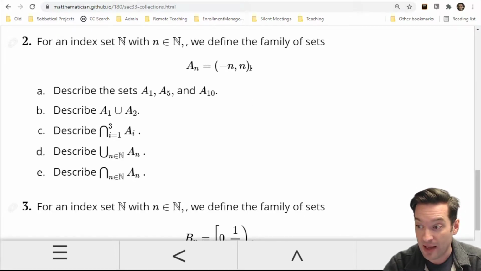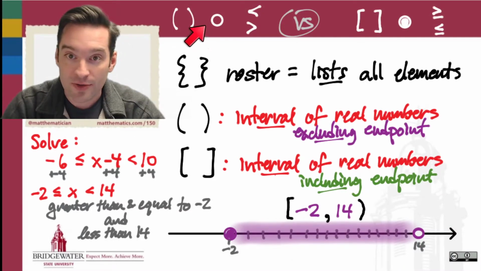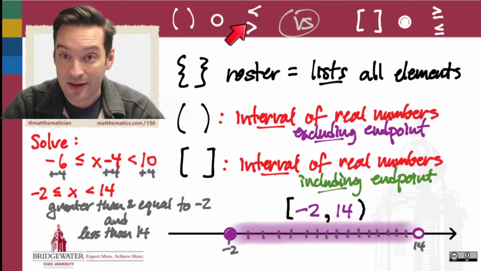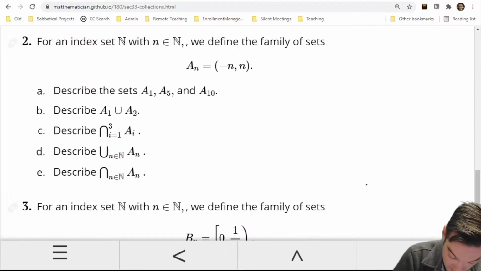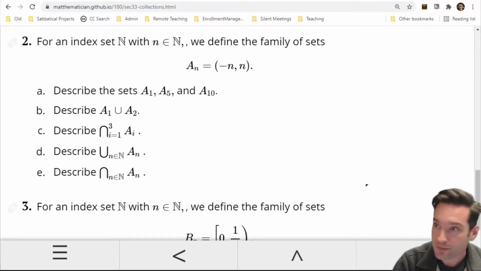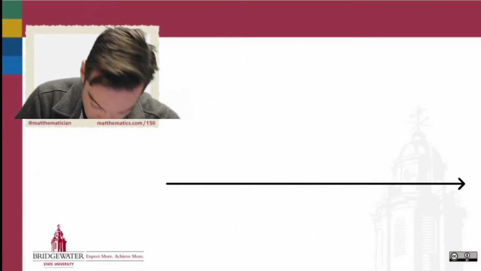So -n and n are not included as endpoints in these intervals. So again, open circles, round parentheses, less than and greater than, strict inequality signs. Those all go together in my mind when we're doing this. So my diagram for what these A_n's would look like might be something like this.